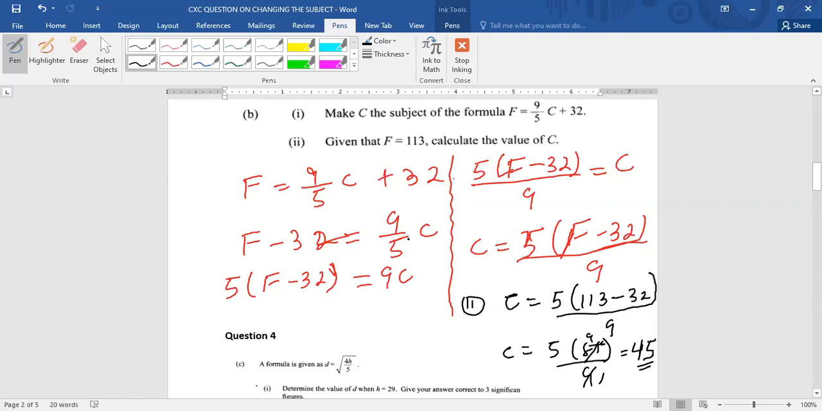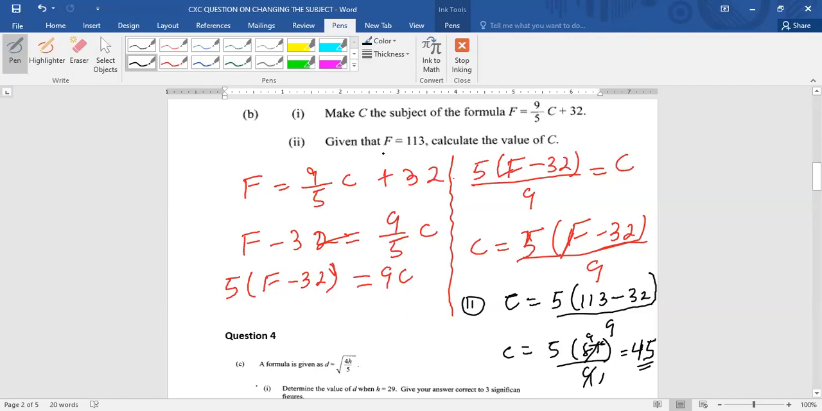Then the next step is, I still want the C to stand by itself. So I'll get rid of the 5. The 5 is dividing. Opposite of divide is multiply. So I say 5 times F minus 32 is equal to 9C. Then the next thing I have to do is get rid of the 9. The 9 is multiplied with the C. Opposite of multiply is divide, right? So I have 5 bracket F minus 32 over 9 is equal to C. So C to the left: C is equal to 5 open bracket F minus 32 over 9.